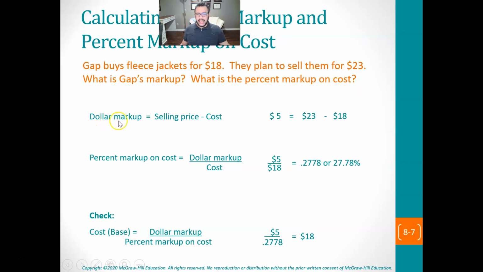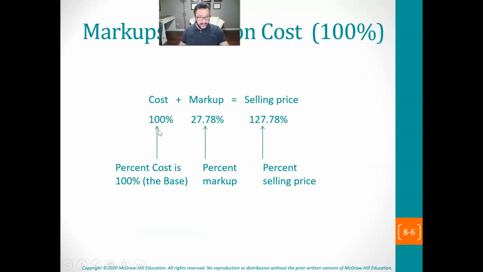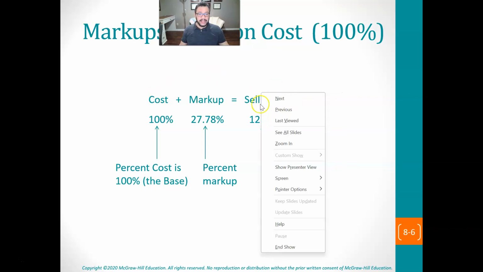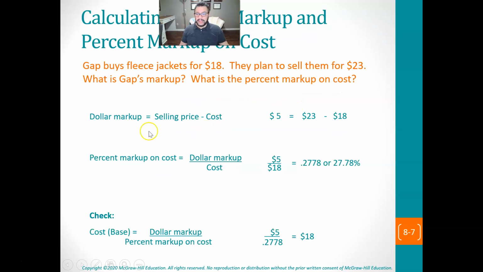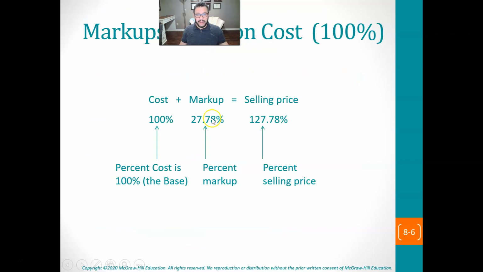So let's look at this. Dollar markup equals selling price minus the cost. So the markup, if we go back here, we said that cost plus markup is selling price. And then what they're saying is dollar markup is selling price minus cost. Well, that makes sense. The markup is selling price minus the cost.